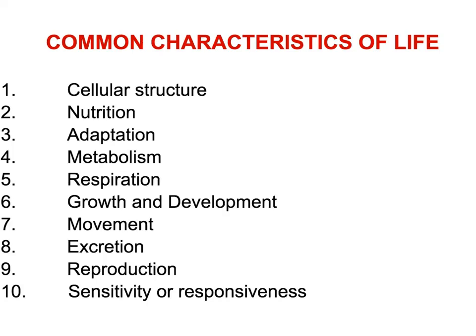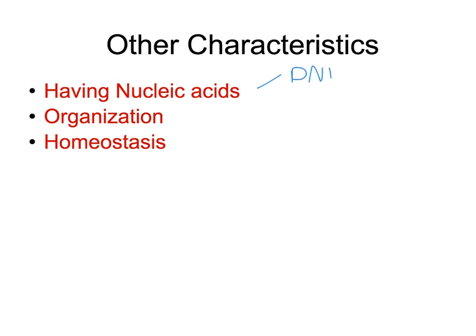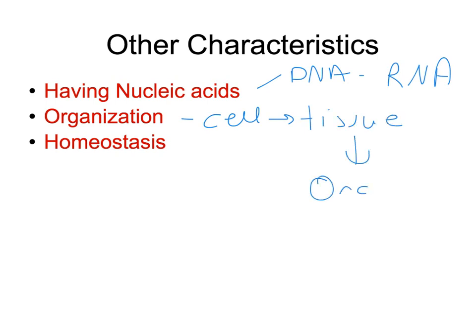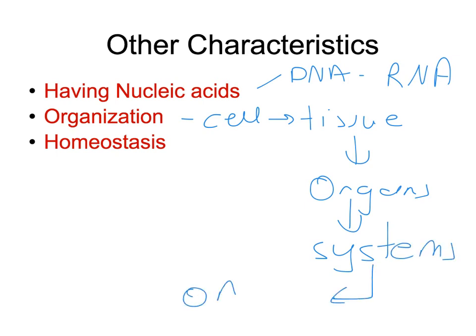So this is the list of common characteristics of life: cellular structure, nutrition, adaptation, metabolism, respiration to produce energy, growth and development, movement, excretion, reproduction, with two types, sexual and asexual reproduction, sensitivity or responsiveness, having nucleic acids, DNA or RNA, and organization, which starts from cells combining to form tissues, tissues combining to form organs, organs combining to form systems, and systems combining to form organisms. This is organization.